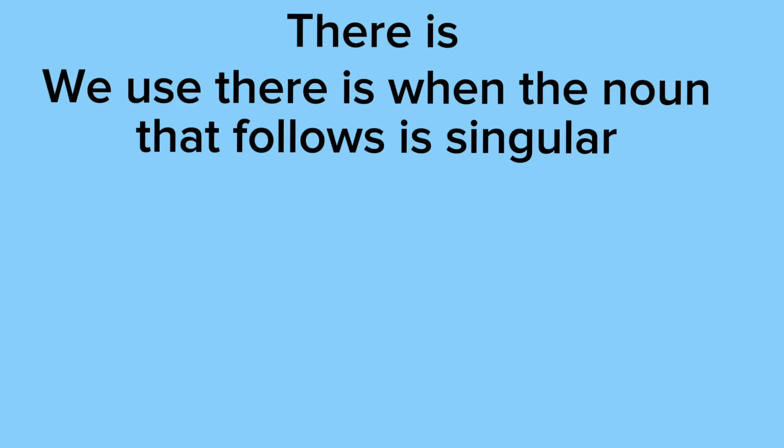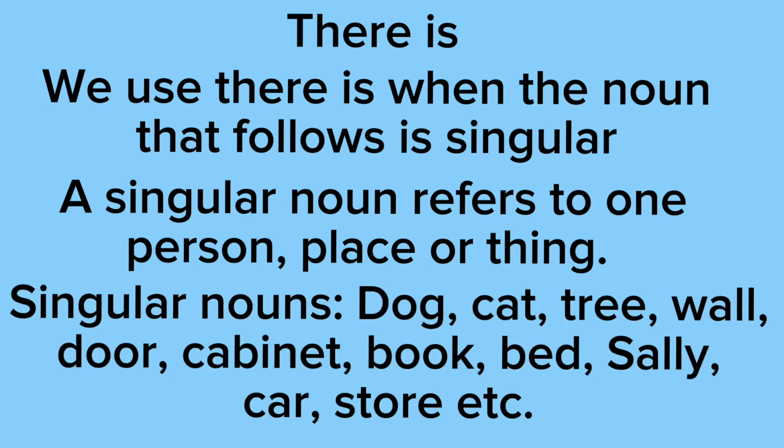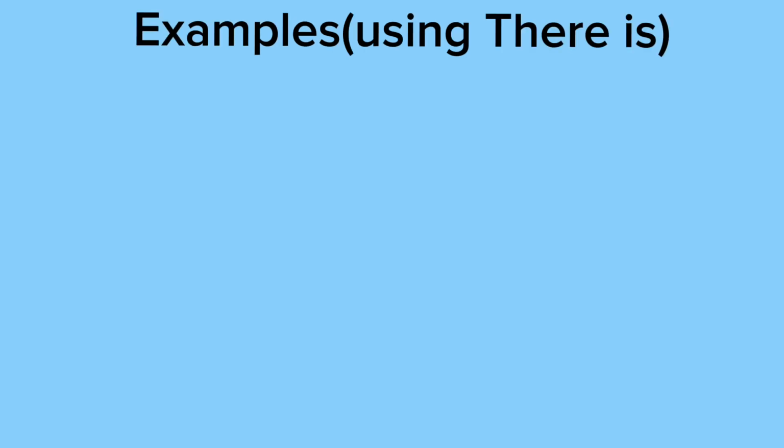We use there is when the noun that follows is singular. A singular noun refers to one person, place, or thing. So some examples of singular nouns are dog, cat, tree, wall, door, cabinet, book, bed, Sally, car, store, and so on. So next we have examples using there is.